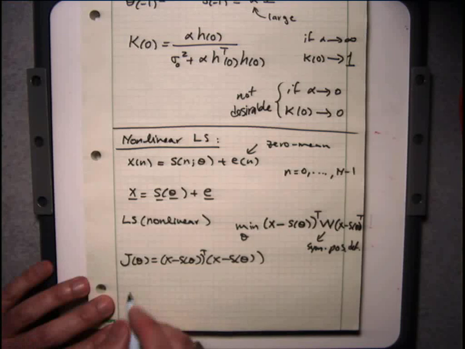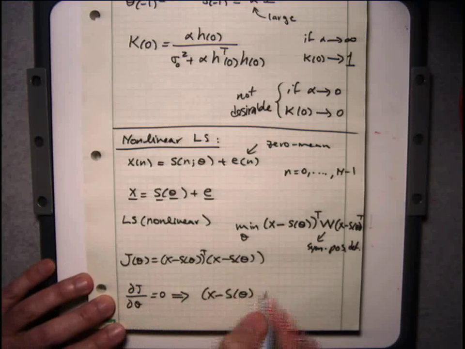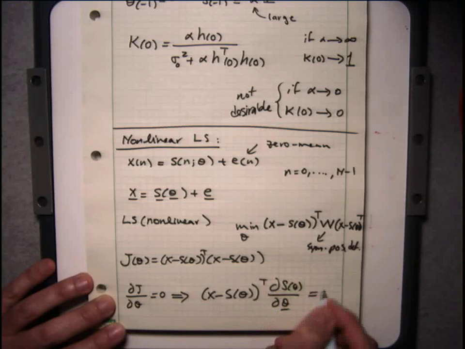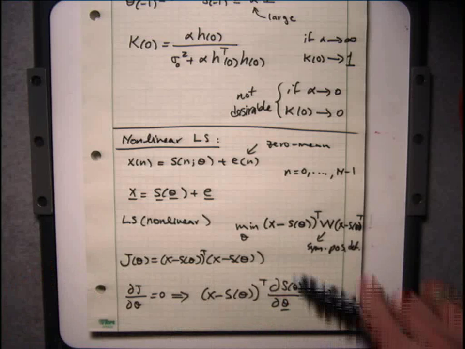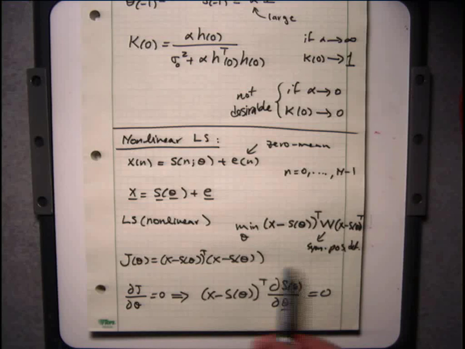So we take the derivative, set it equal to 0. And what we get is x minus s of theta transpose ds d theta equal to 0. Okay, now you have to be a little careful when you write this down. This here is a vector. Okay, this is what we typically refer to as the gradient, because it's a multidimensional derivative. Okay, so you have to be a little careful writing that down.